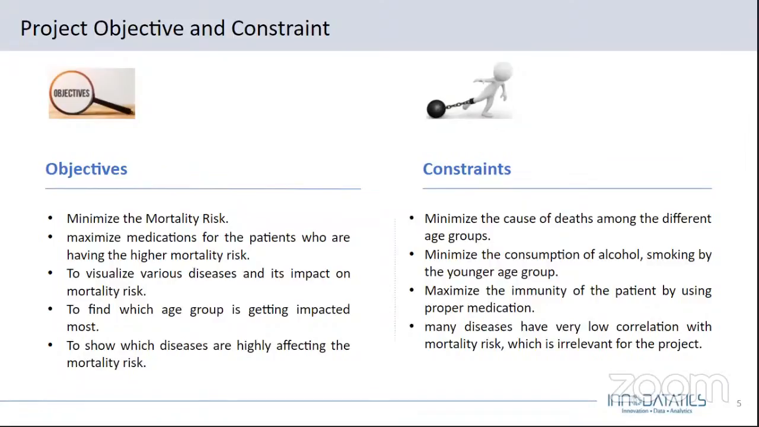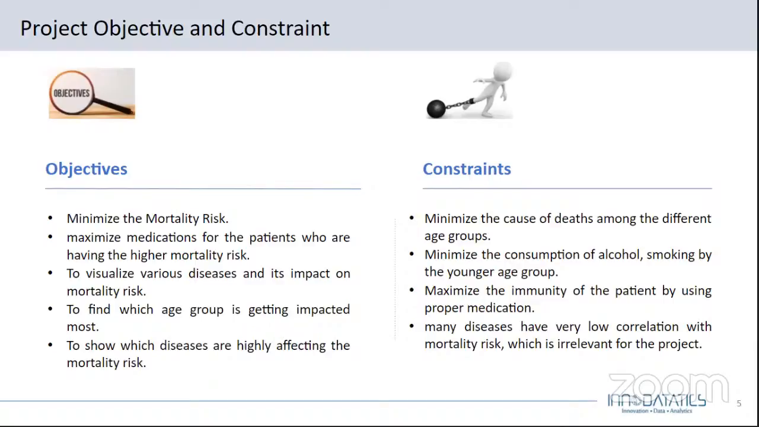The objective of the project is to identify the various diseases that have an impact on a patient's mortality risk. Based on the age factor, how we can minimize the mortality risk. For it, we had to do various visualizations and understand the various diseases that have the highest impact on the patient based on the particular age group, and identify which age group is getting impacted the most by certain diseases.